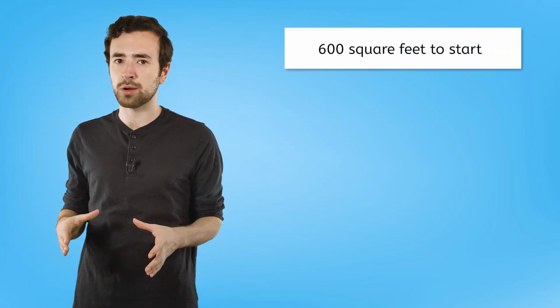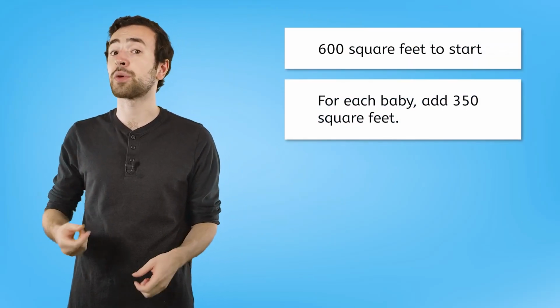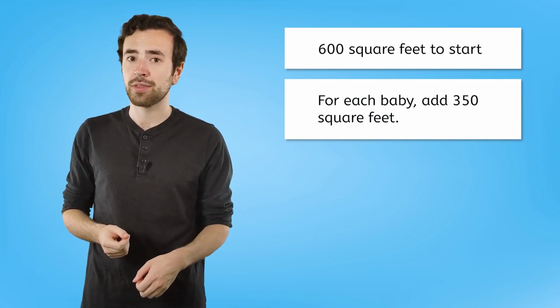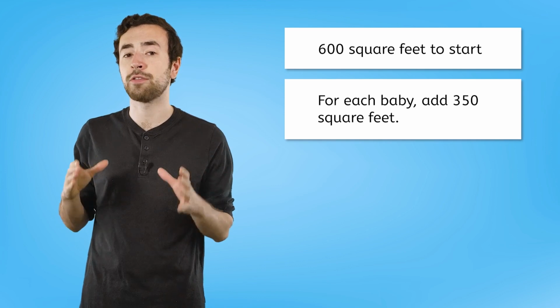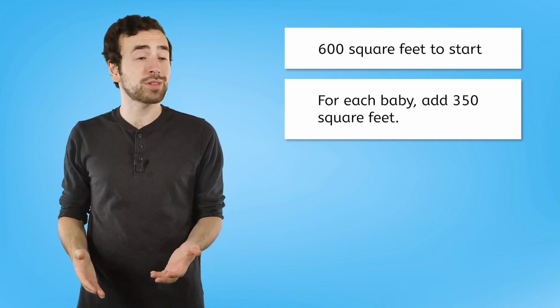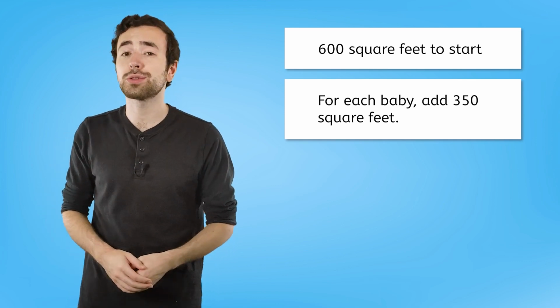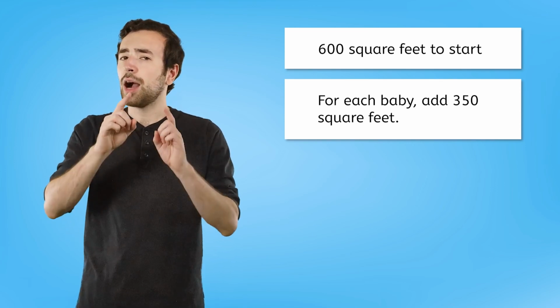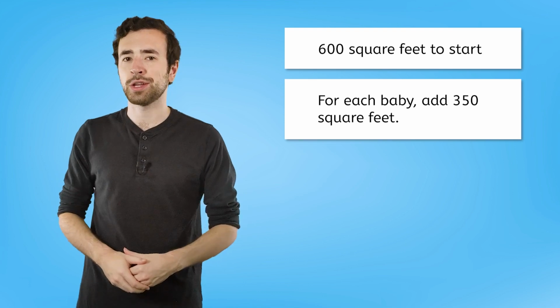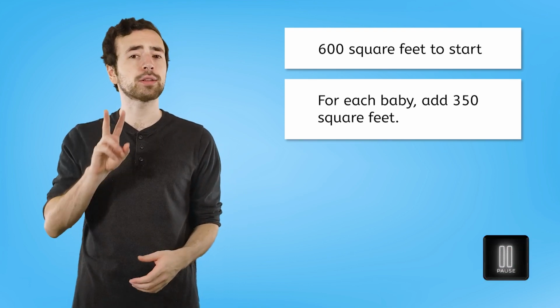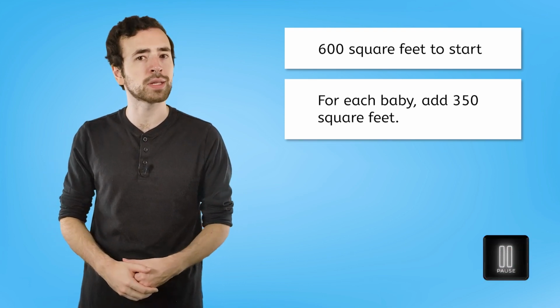The sloth habitat needs to be 600 square feet for the pair of sloths to live comfortably. But for each baby sloth they have, they'll need an additional 350 square feet. Of course, we're going to have to write a slope-intercept equation to help us out. I want you to start by figuring out what the variables are in this situation. Pause the video here and identify what two things can change in this scenario.